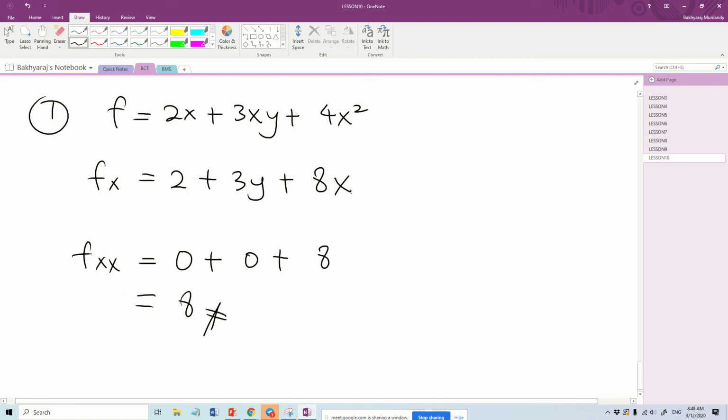Because of what? Because here there is no x, so it becomes constant. Here also no x, becomes constant. Only here is x, so you differentiate only this. So that's why you get 8. Okay, now I want you to differentiate with respect to y.